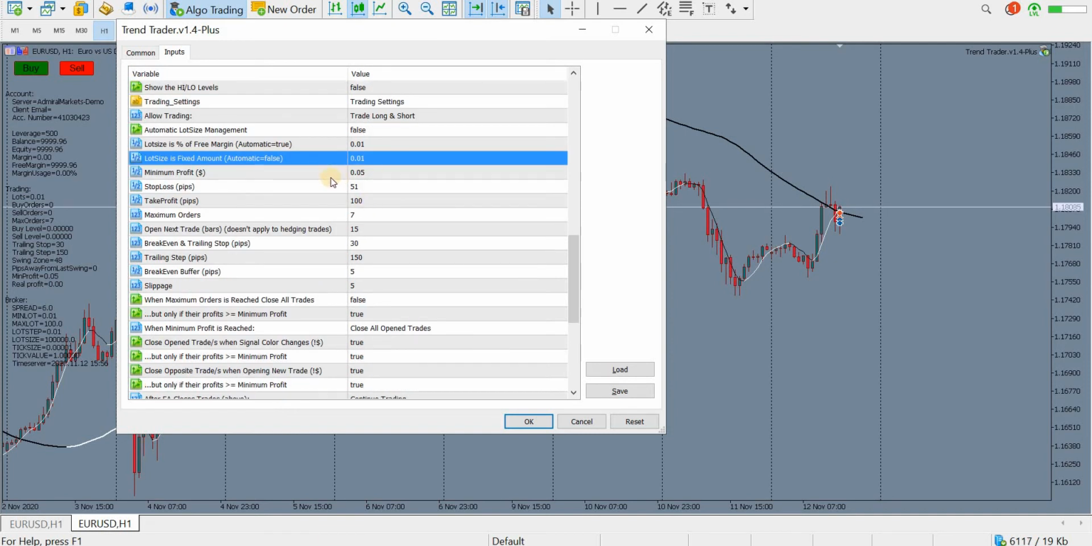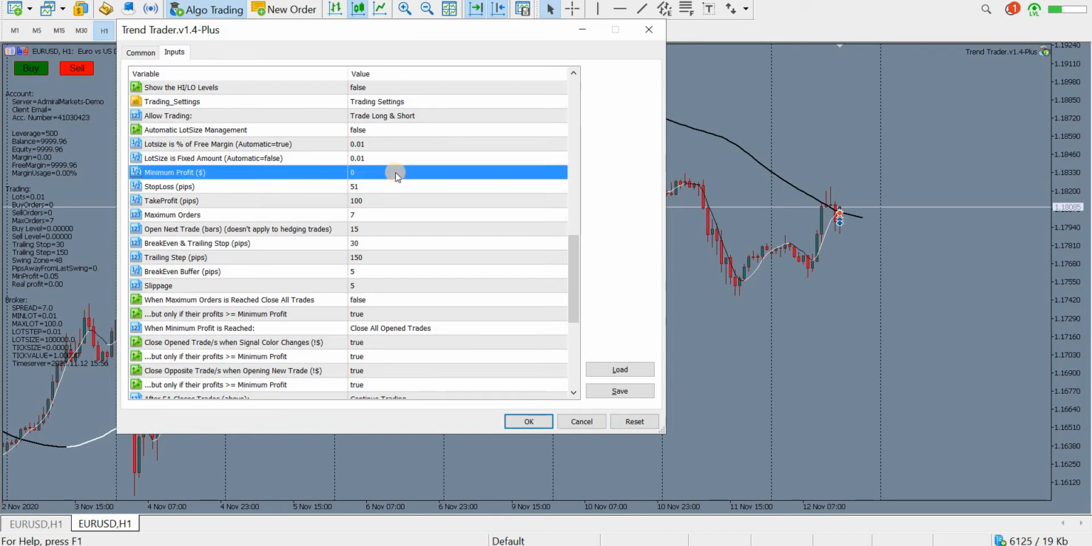Now we have the option to have a minimum profit, which by default I've set to a very low value, sometimes even 0, because this is how I like to trade. I'm going to set it to 0 for this explanation. I think it's more appropriate.